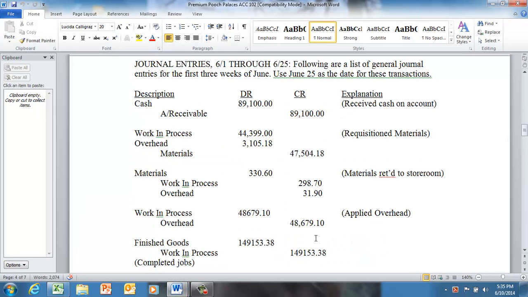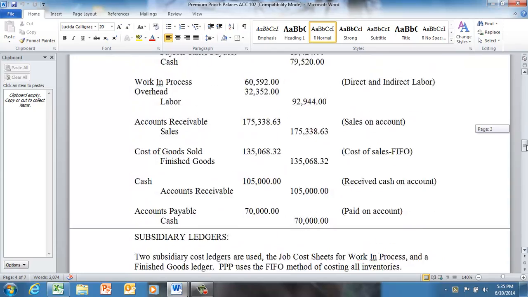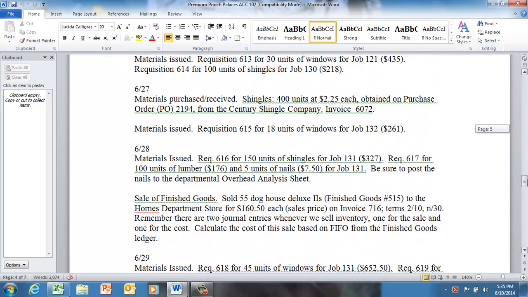Here we're going to take a look at a sale. What happens when we sell some finished goods? And so here on the 28th we have the sale of 55 Doghouse Deluxe 2s, and this is finished goods job number 515, to the Horns department store for $160.50 each. And that's the sales price.